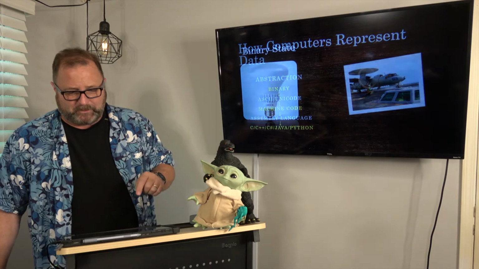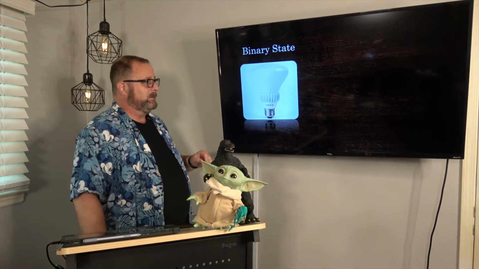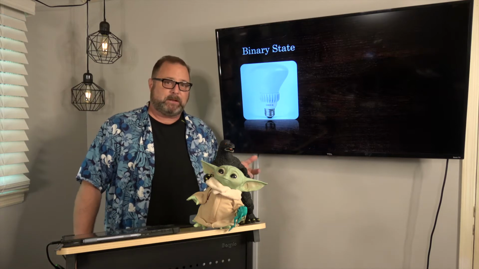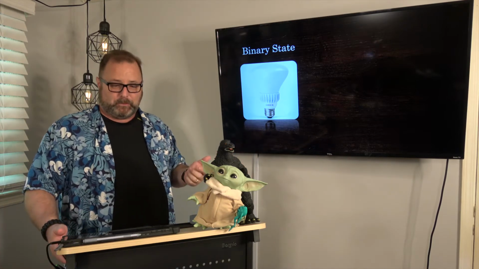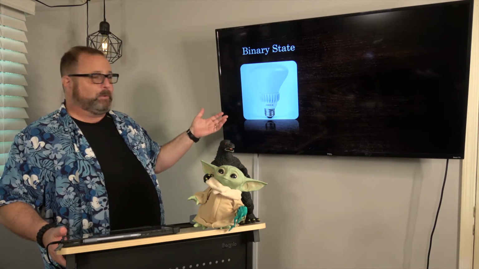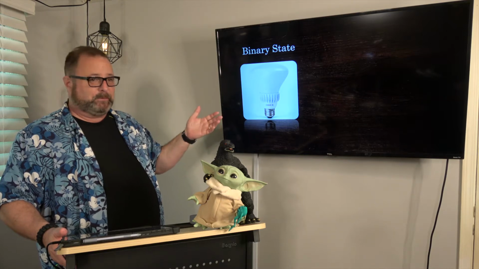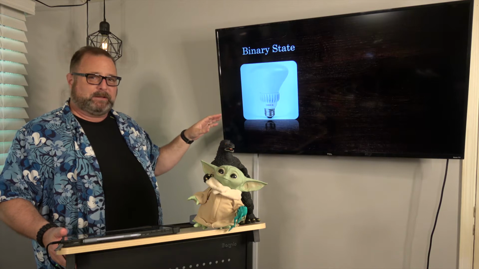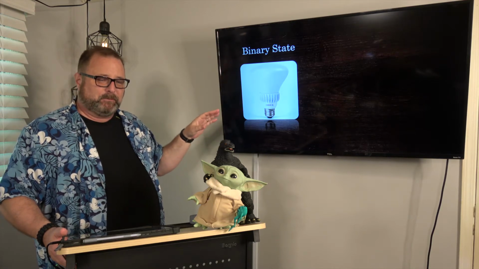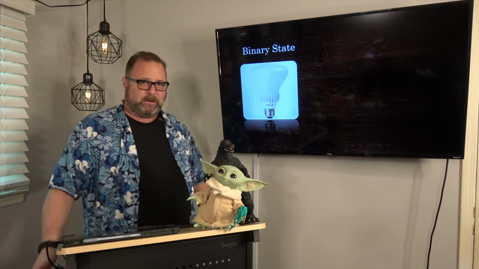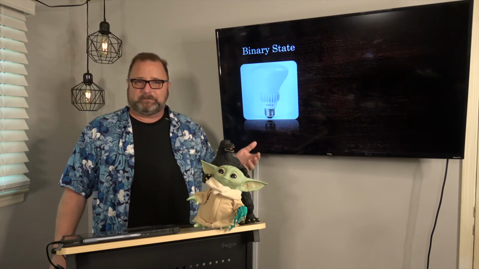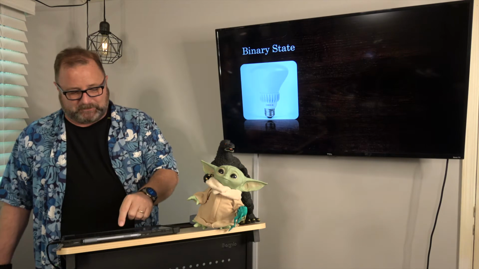So let's talk about binary state. Binary means one of two choices. So mathematically, we're going to be working in base 2. But binary can be broken down to the switch is on or the switch is off. I want to let that sink in because it really flavors everything we're going to talk about. A light bulb is either on or off. It's pretty simple, right? It's on or it's off.